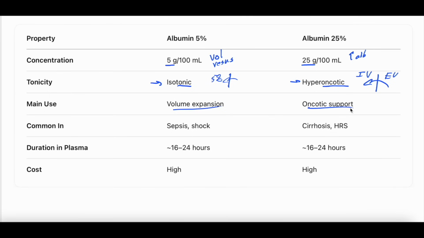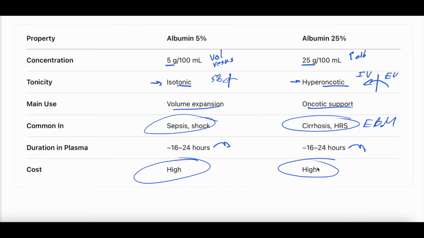Volume expansion, oncotic support, sepsis and shock, cirrhosis, and hepatorenal syndrome. This is more evidence-based medicine. Duration in the plasma lasts about 16 to 24 hours before it all just will leak out as if it's a crystalloid. And then it's very expensive, which is another thing to note. Varies relative. There's certainly things that are more expensive, but it is not as cheap as a lot of the crystalloids.